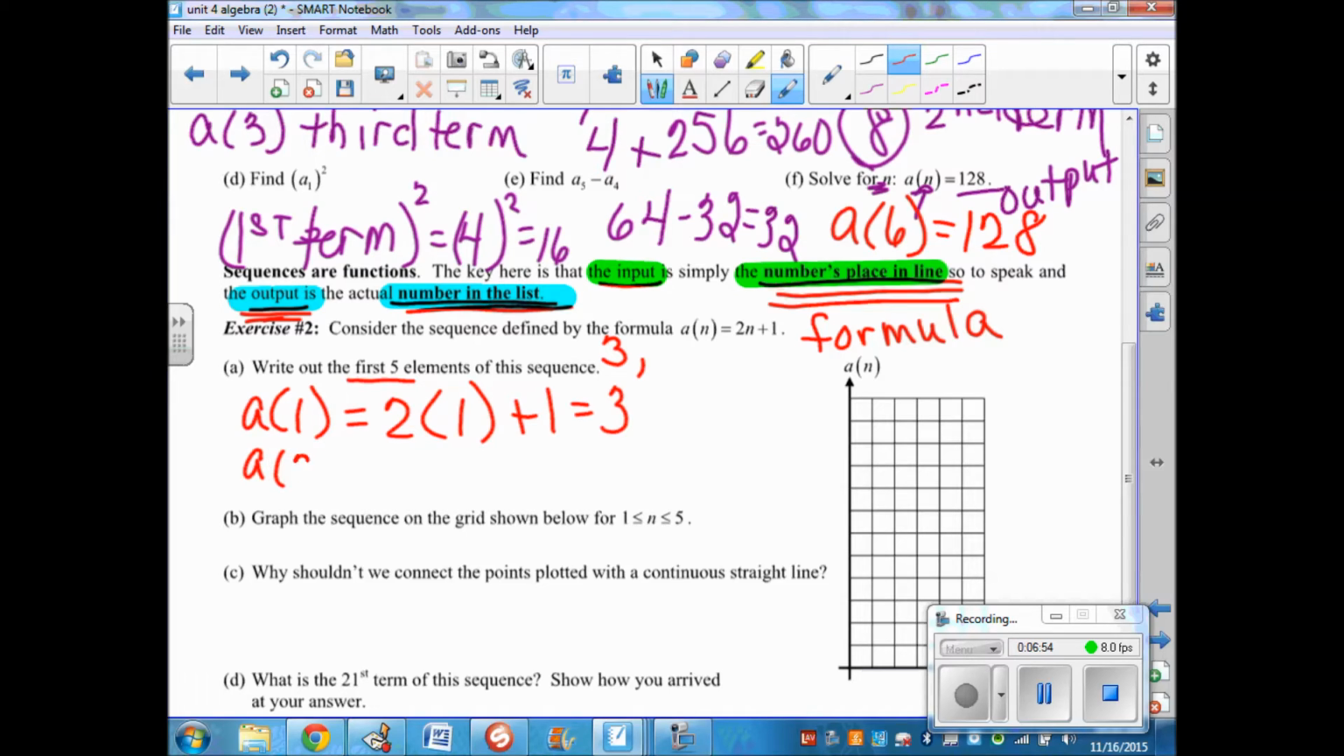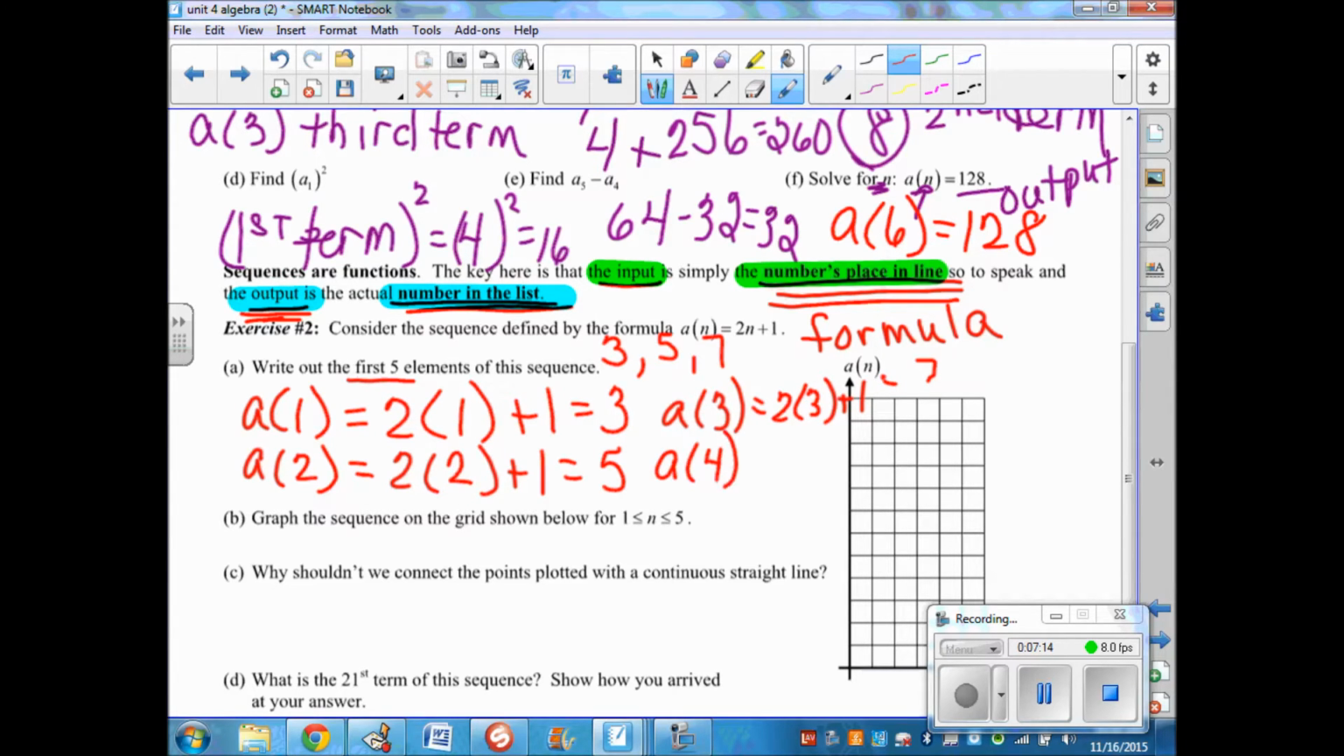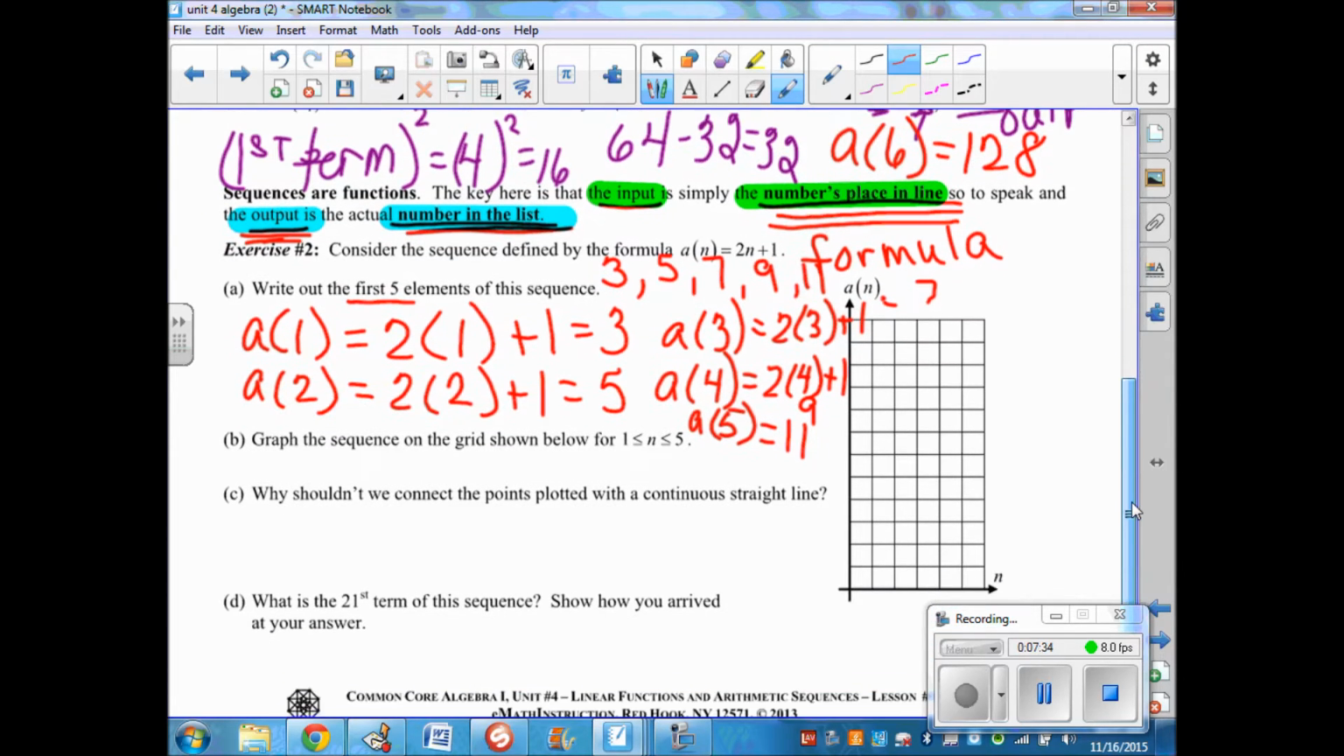And now I've got to find a sub 2. 2 times 2 plus 1, and that's going to give me 5. A sub 3. 2 times 3 plus 1, and that's going to give me 7. Start to see a pattern here. A sub 4. 2 times 4 plus 1, and that's going to give me 9. I bet you can make a prediction what a sub 5 is, and hopefully your prediction is 11, because that would absolutely be correct. So we just generated our list of numbers from the formula.